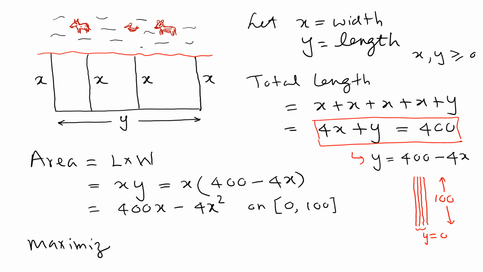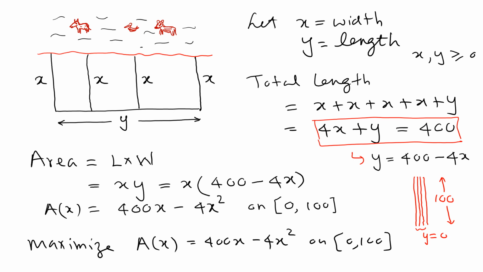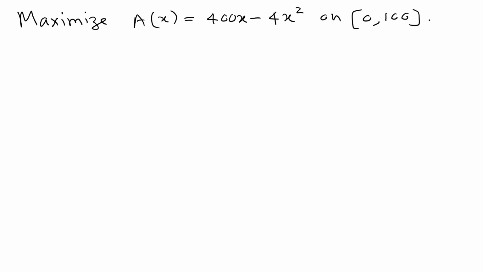So we're going to say maximize. I'm going to call the area function, you can say A. That is a one variable function now. So it's A(x), which is 400x minus 4x squared on the interval 0 to 100. So that's the actual problem. We can use calculus to do this right now. So let's do that. We are going to maximize A on the given interval.